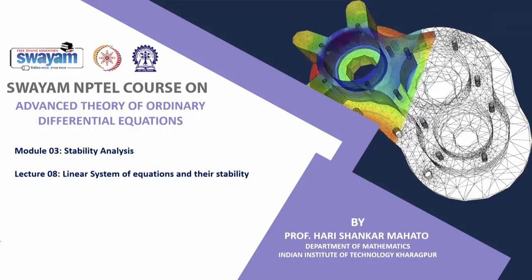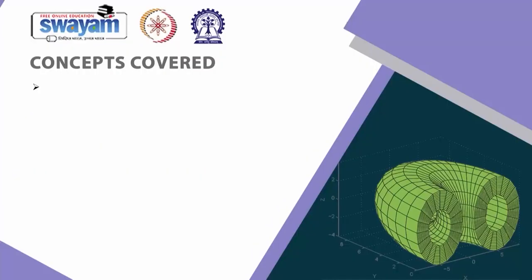So now today I will start stability analysis basically, and we'll start with the linear system of equations and their stability. Today I will show you how you can write the system of equations in a certain matrix form, then we'll do one or two examples and slowly we move towards their stability. All right, so let us proceed.